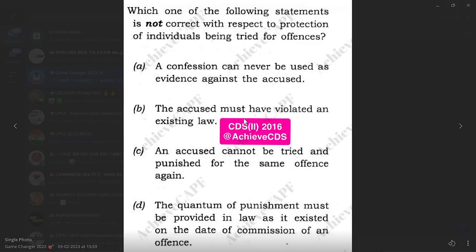It is not correct. Confession never been used as a confession. Which one of the following? C correct. A confession can never be used as evidence against the accused. It's not correct.